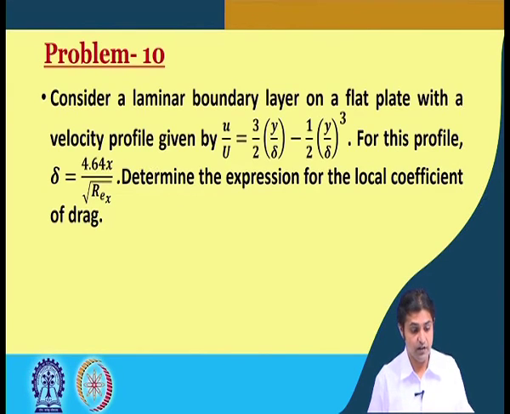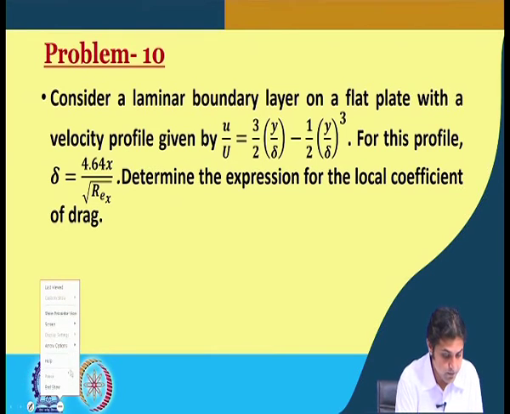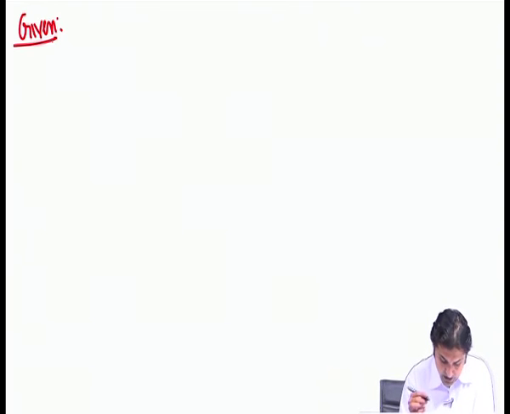We'll solve another problem. If we consider a laminar boundary layer on a flat plate with a velocity profile given by the cubic velocity profile, that is what we have seen. For this profile, we already know, determine the expression for local coefficient of drag. So how to do that? We know everything here before, so we will get directly to the point.